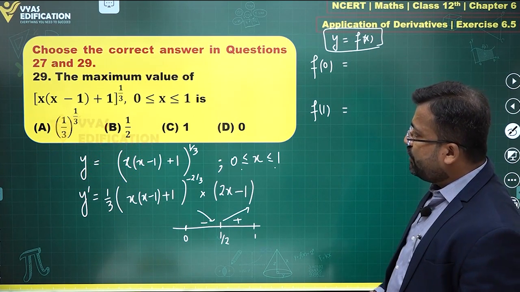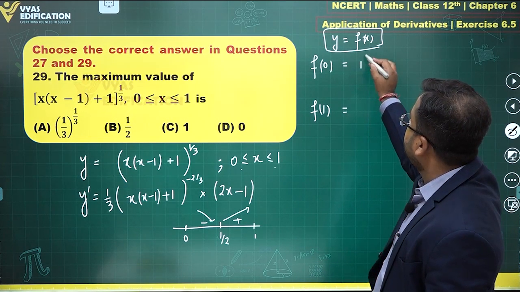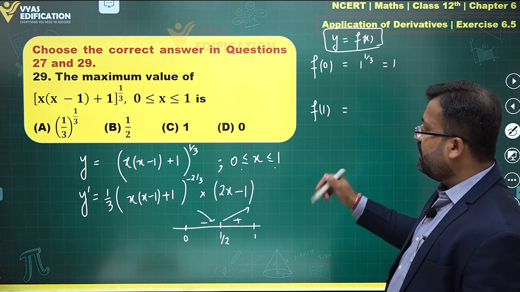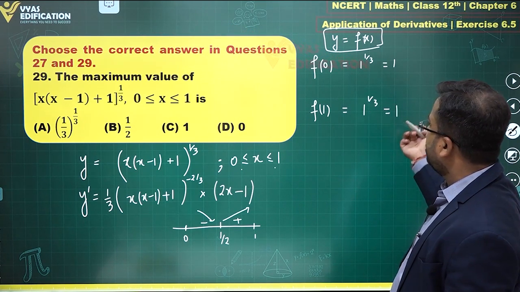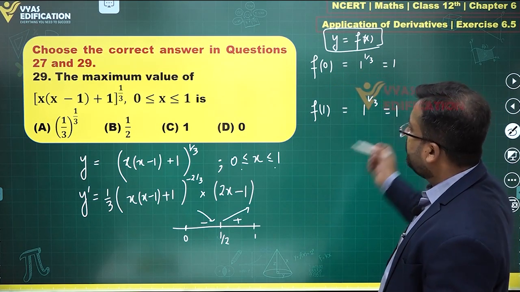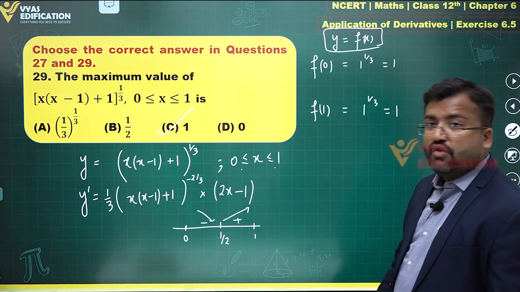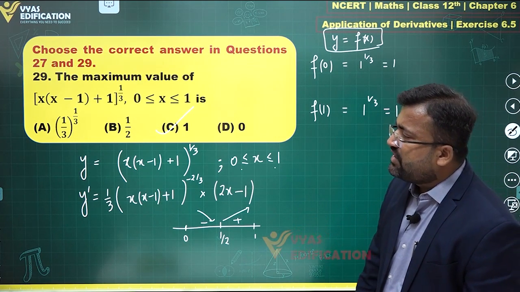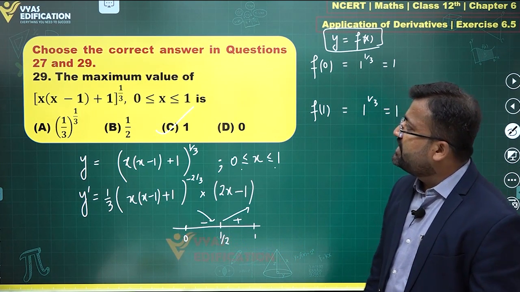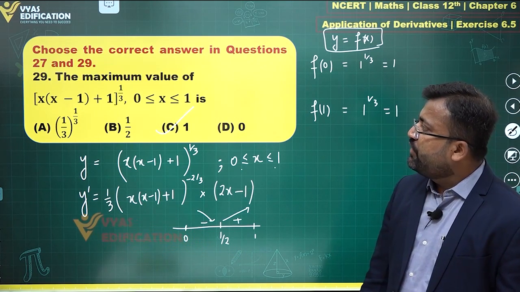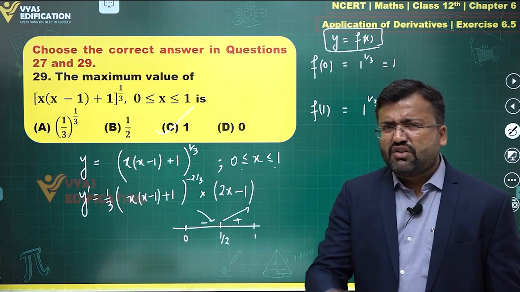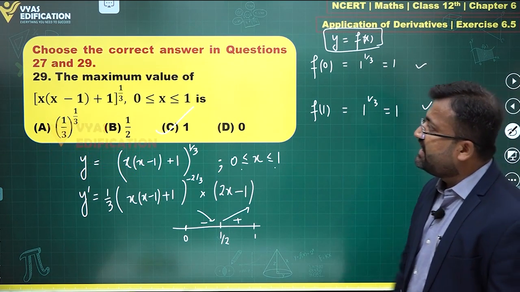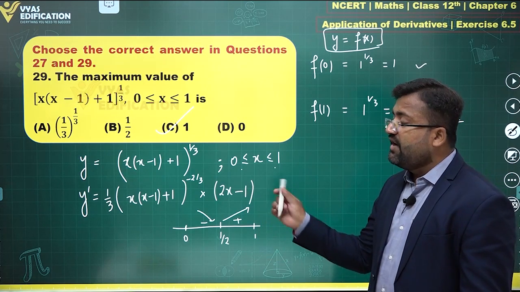Okay. F of 0 is 0 plus 1. This is 1 power 1 by 3, which is 1. Or f of 1 is again 1 power 1 by 3, which is 1. And this is the maximum value. The minimum value can also be found at 1 by 2. This is 1 by 2 times minus 1 by 2, minus 1 by 4, plus 1, which is 3 by 4. 3 by 4 power 1 by 3 would be the minimum value. That's not what we are interested in. We are interested in the maximum value. And yes, the maximum value is 1. The correct answer is option C that you have over here.